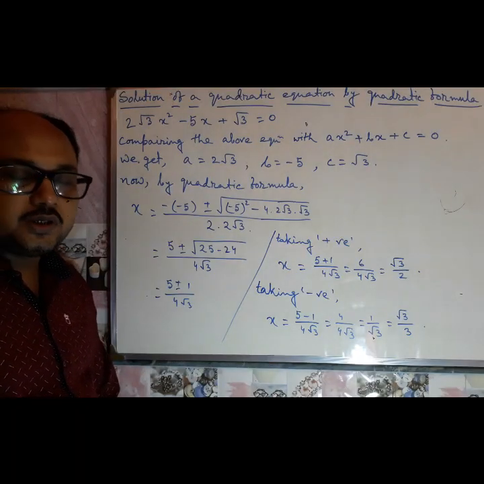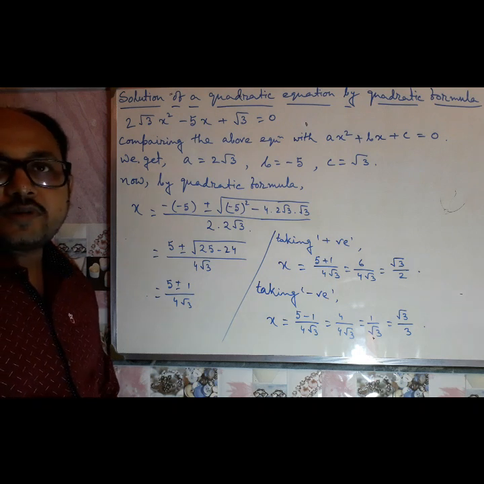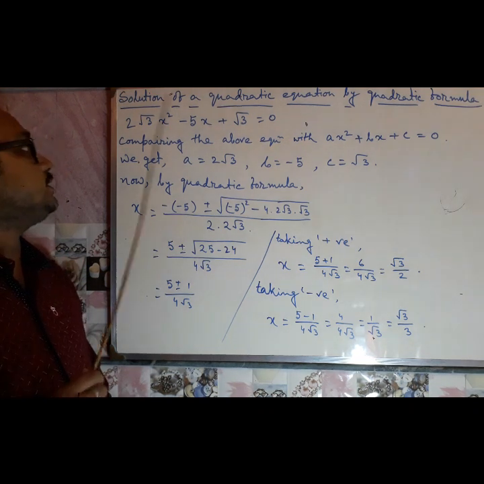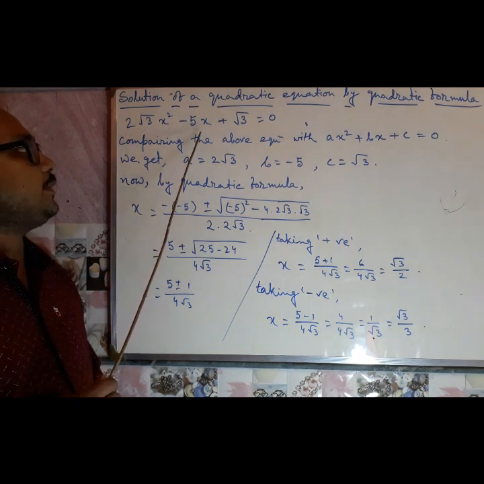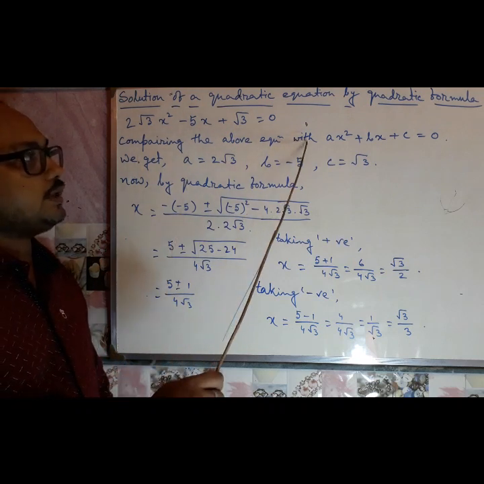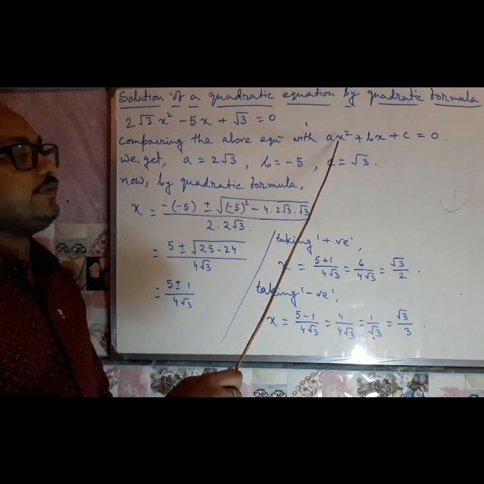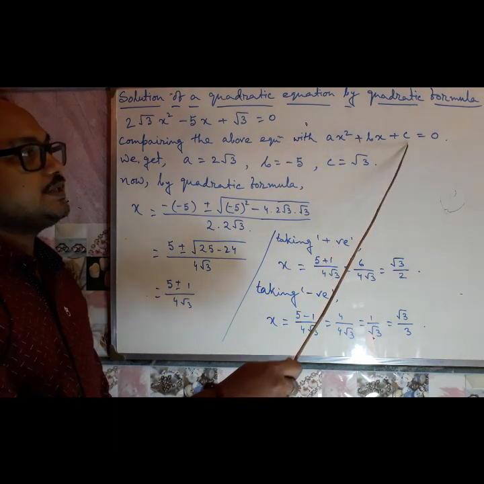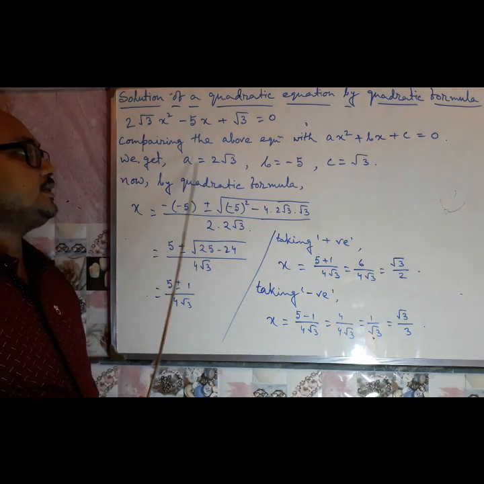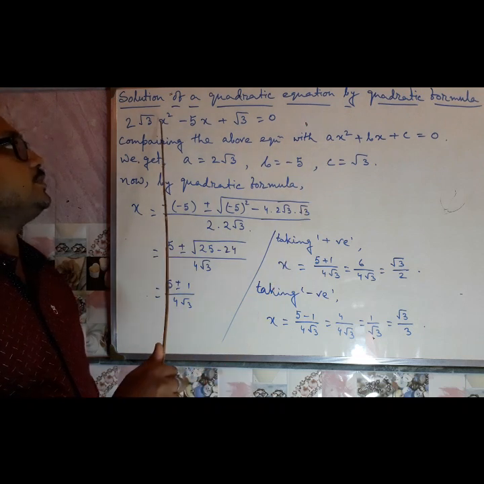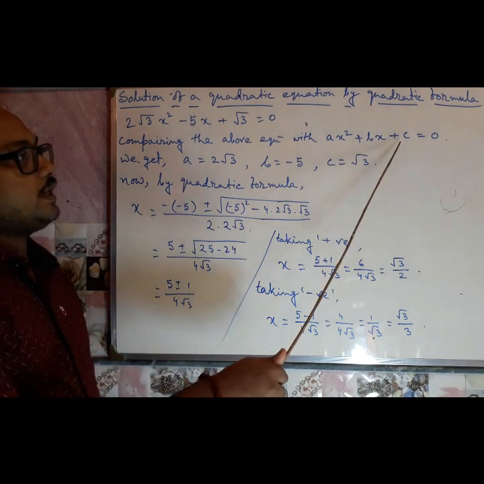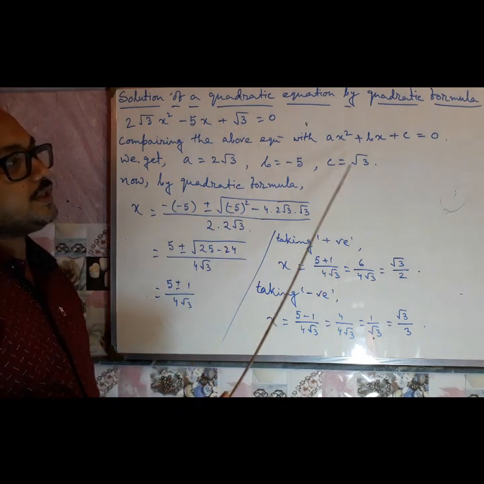Let us see one example to solve an equation by the quadratic formula or Siddharacharya formula. Here the given equation is 2 root 3 x square minus 5x plus root 3 is equal to 0. So comparing the above equation with the standard form of a quadratic equation, ax square plus bx plus c is equal to 0, where a is not equal to 0, we will get, what is the coefficient of x square? A is equal to 2 root 3, b is equal to minus 5 and c is equal to this constant term, that is root 3.